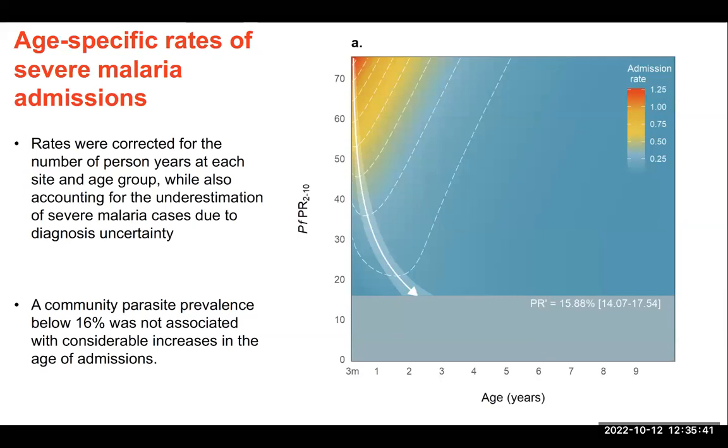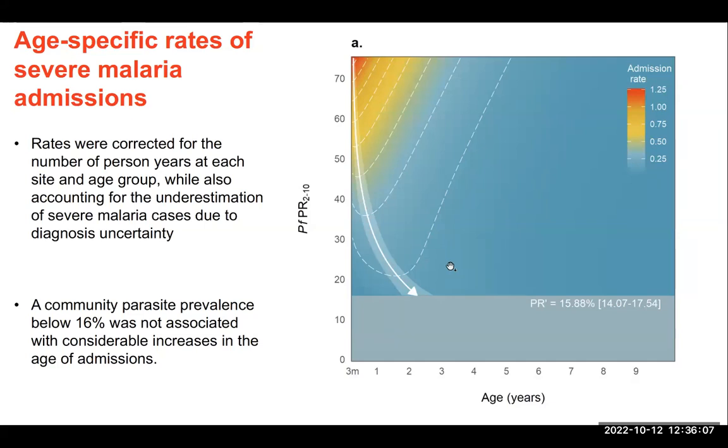So we also explored the relationship of admission rates with age and parasite prevalence, as shown by this graph. On the y-axis, we have the standardized parasite prevalence, and on the x-axis, we have age in years. The red hits indicate high severe malaria admission rates, and the green and blue indicate low admission rates.